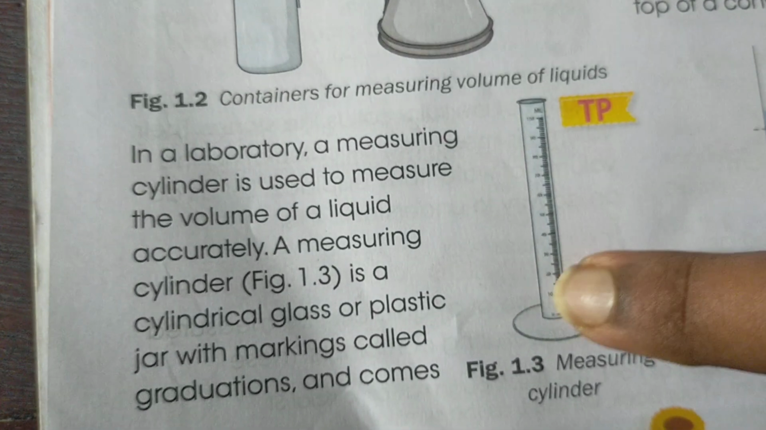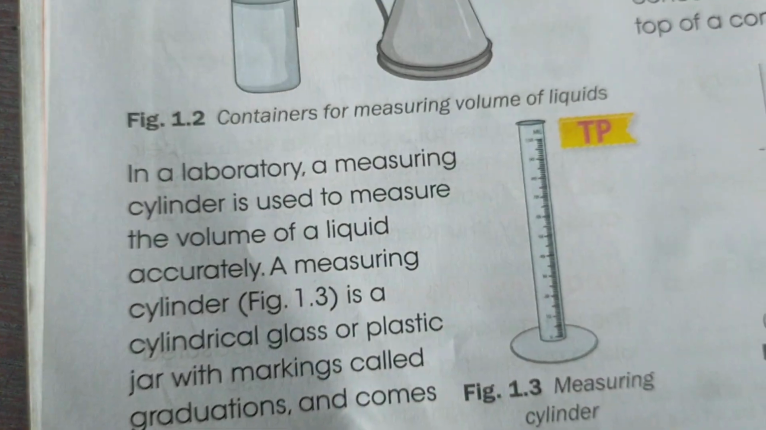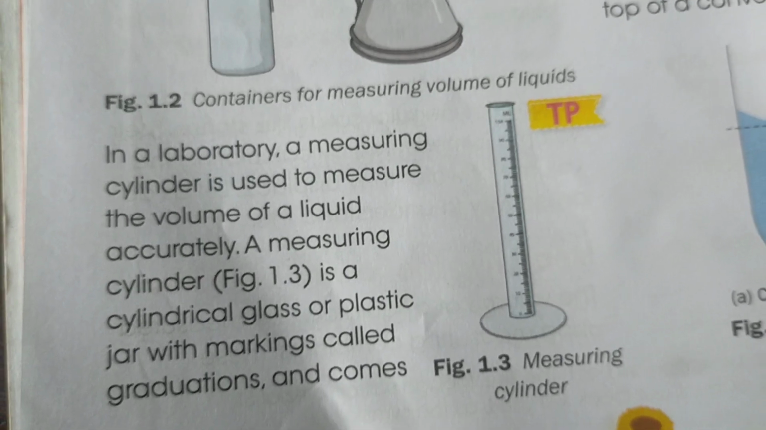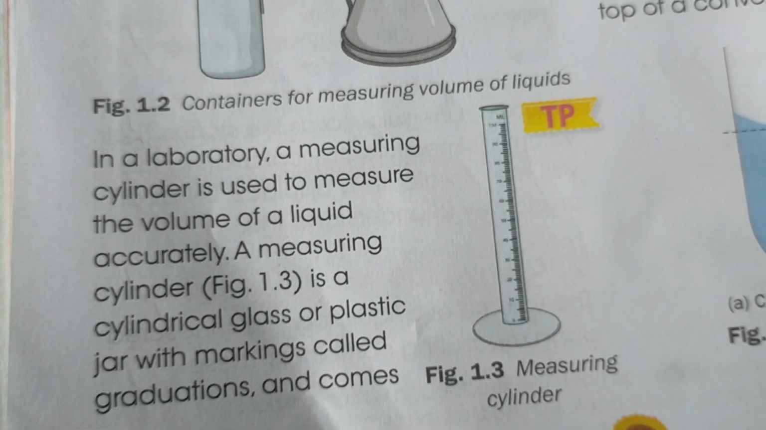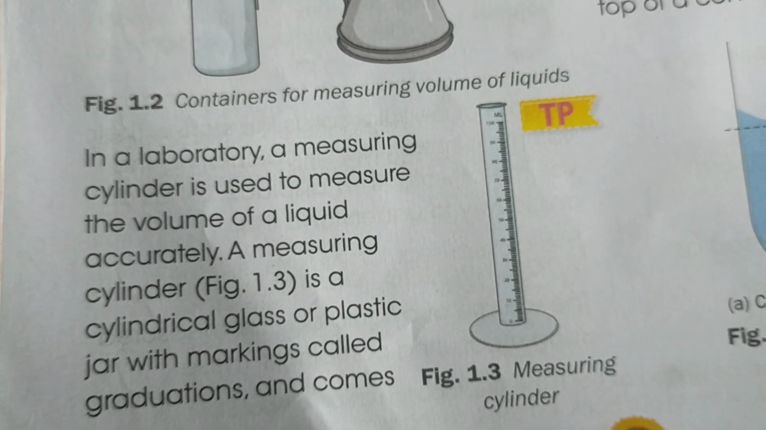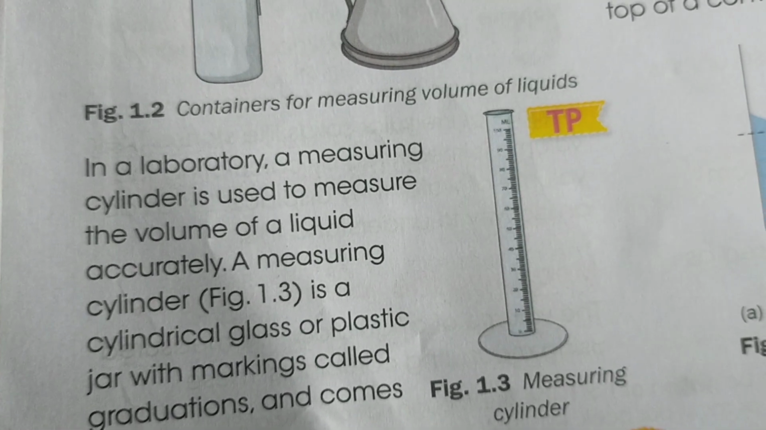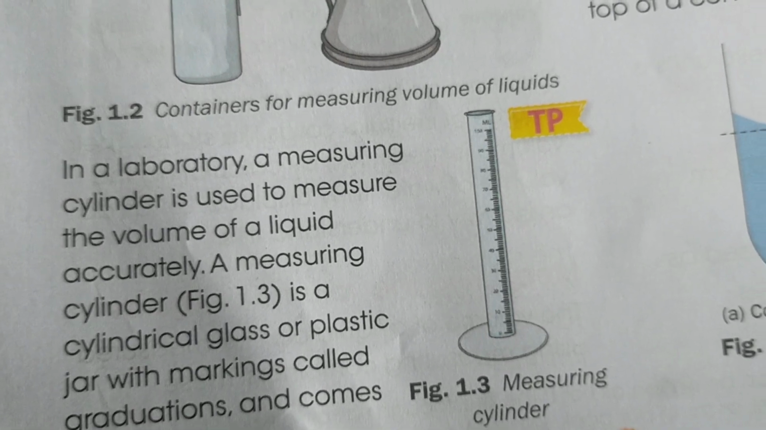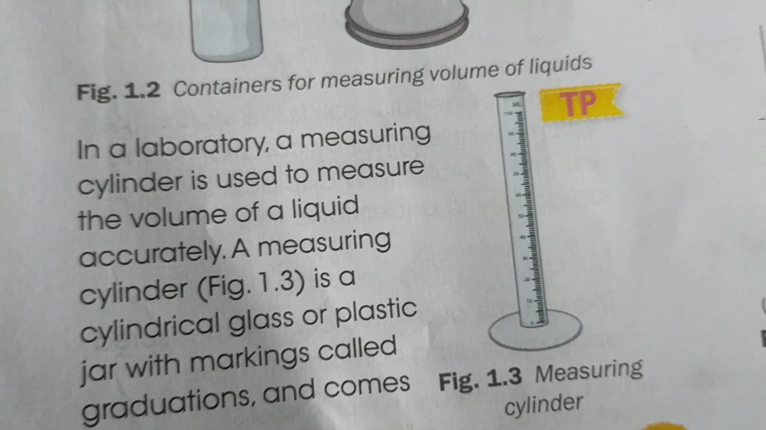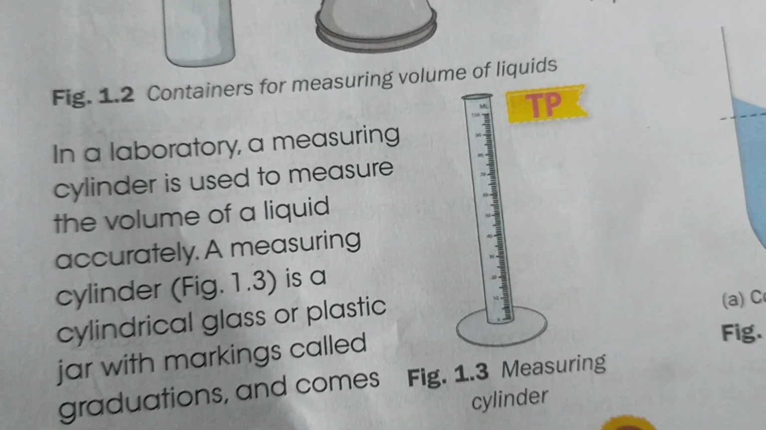It has markings here, that is called graduated. You see the markings are there, and when chemicals are poured in this measuring cylinder, we can calculate how much quantity of chemicals we are using in the laboratory. So first we measure using this measuring cylinder, and only then we use it in an experiment.